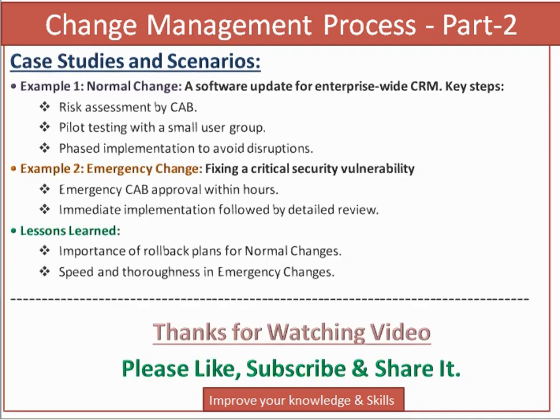Next topic, case studies and scenarios. Example one, normal change: software update for the enterprise-wide CRM. Key step: risk assessment by CAB, pilot testing with a small user group, phased implementation to avoid disruption. Example 2, emergency change: fixing a critical security vulnerability. Emergency CAB report within hours, immediate implementation followed by detailed review. Lesson learned: importance of the rollback plan for the normal change, speed and thoroughness in the emergency change.